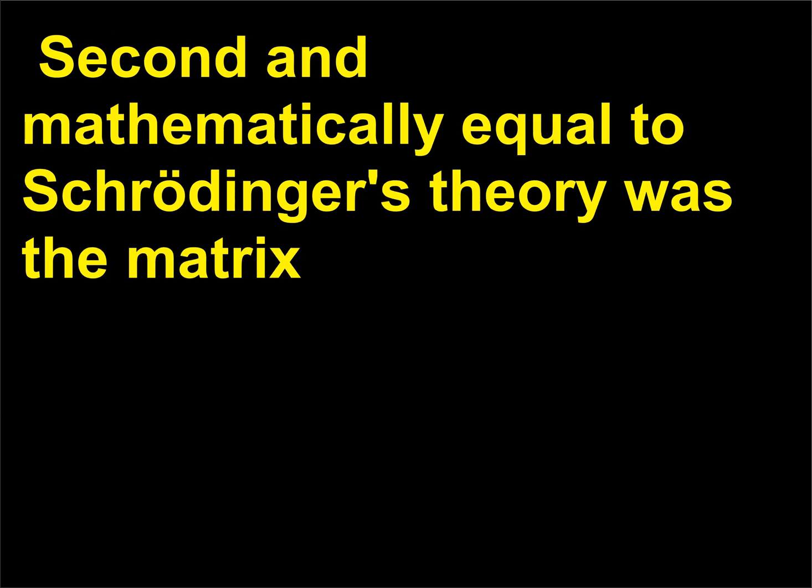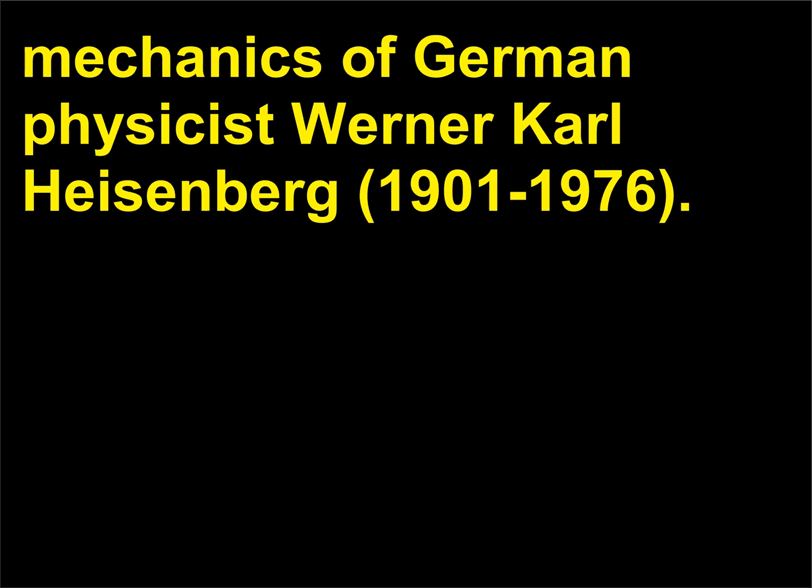Second, and mathematically equal to Schrödinger's theory, was the matrix mechanics of German physicist Werner Karl Heisenberg, 1901 to 1976.